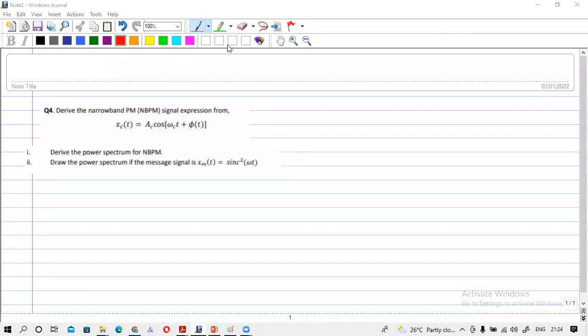Okay, we will try to do this question. This is related to phase modulation. So we have derived the narrowband phase modulated signal. You can go through that tutorial session and find how the derivation is done.